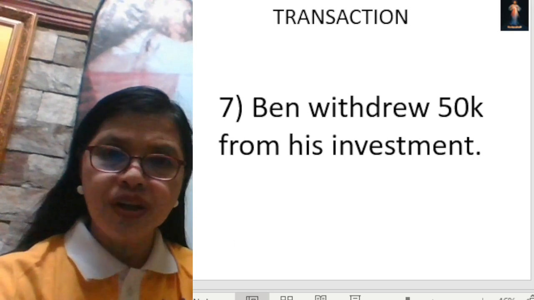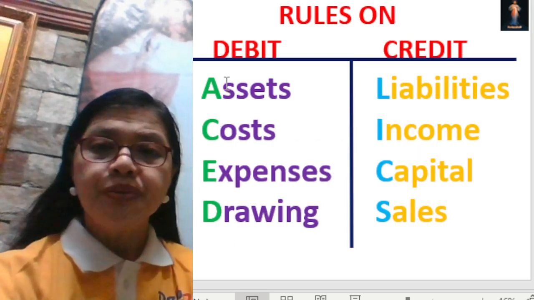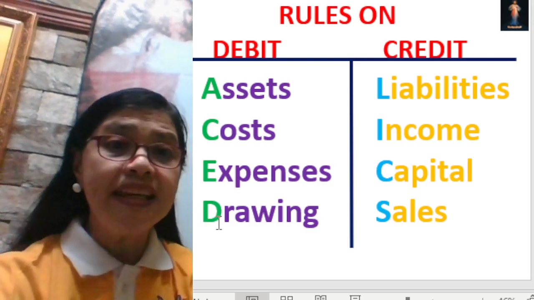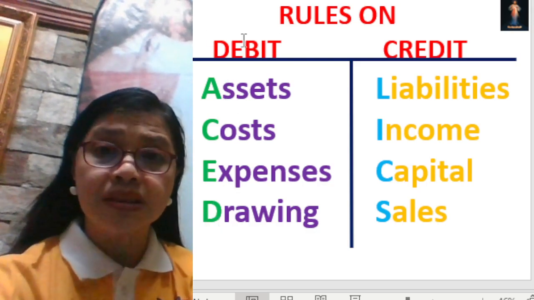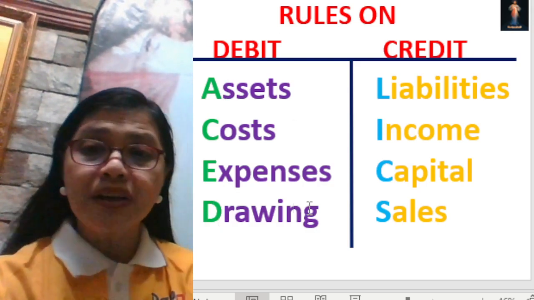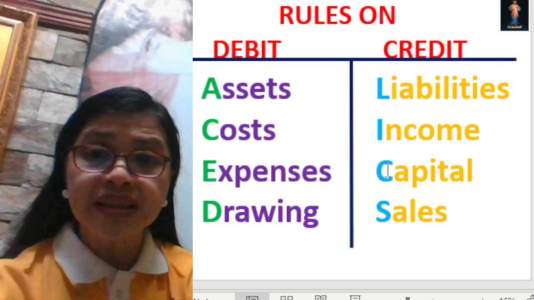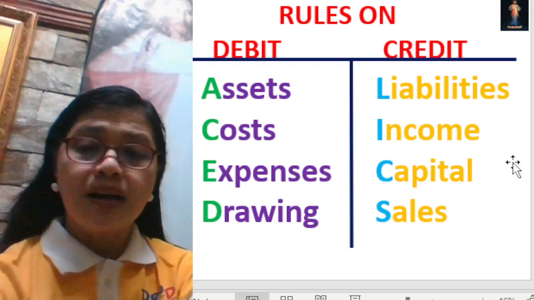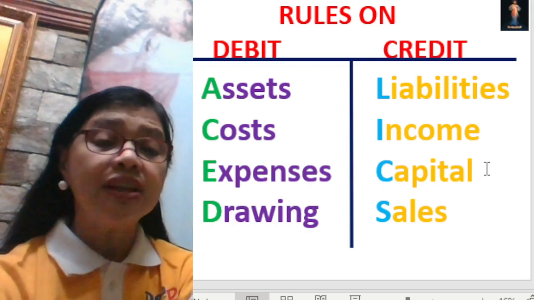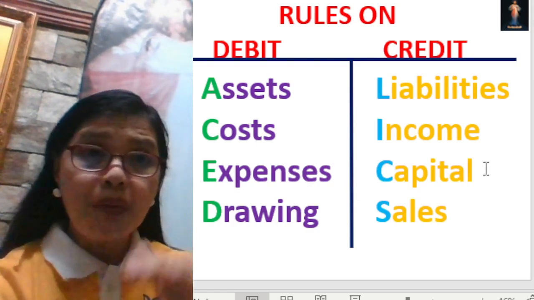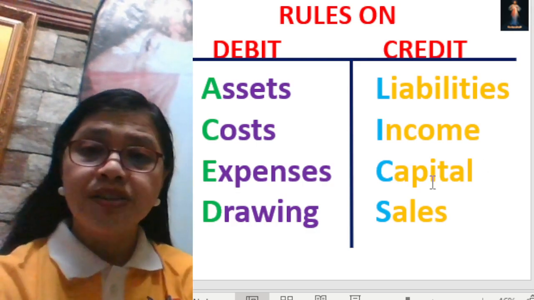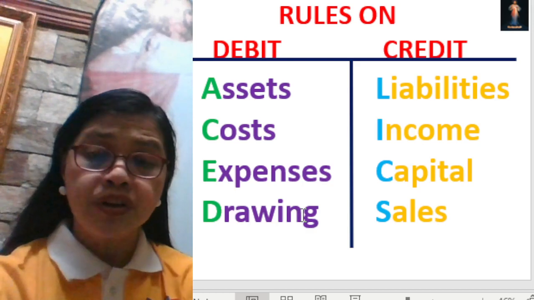Now let's go into the rules. Okay, so expenses. No, drawing. It's letter D. Drawing is a debit normal balance. But because there was a reduction in the capital, when you withdraw from your capital account, that means your capital account is reduced. Nabawasan. Your capital account is reduced by the withdrawal of the owner.